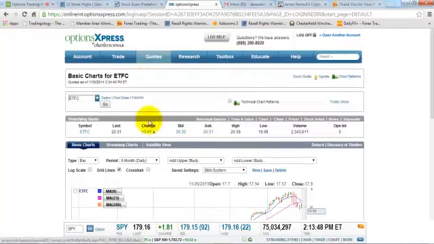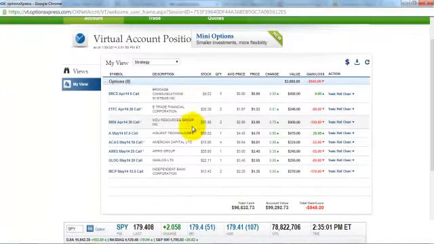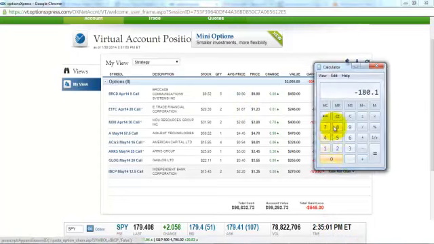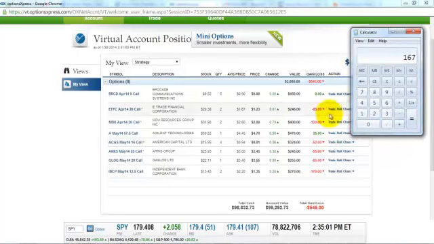Okay, so let's go to my positions and have a look at where I'm down. Okay, so ETFC, I bought it for $1.67, and I bought 2 contracts. So 1.67 divided by 2 is 0.835, times 200. I bought 2 contracts, so 200. At the moment I'm down minus $88, so if I'm down minus $167, then I'll close this trade.